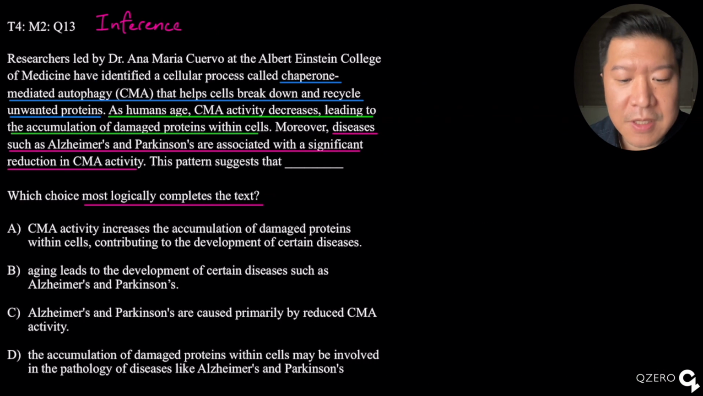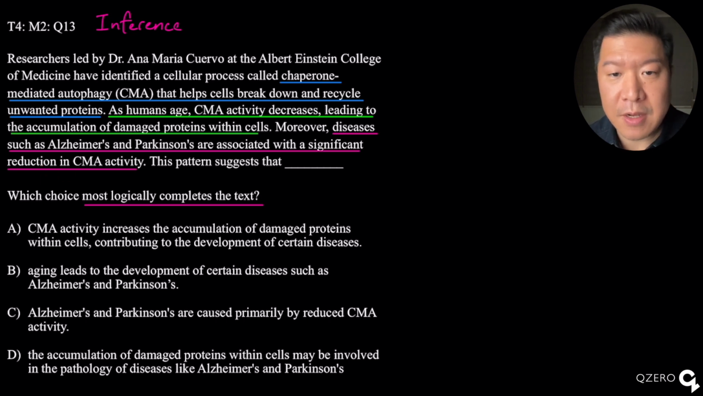For these inference questions, we really want to find connections, like correlations or cause and effect relationships, that go together. So let's start here. We're introduced to chaperone-mediated autophagy that helps cells break down and recycle unwanted proteins. As humans age, CMA activity decreases, leading to the accumulation of damaged proteins within cells. Moreover, diseases such as Alzheimer's and Parkinson's are associated with a significant reduction in CMA activity.